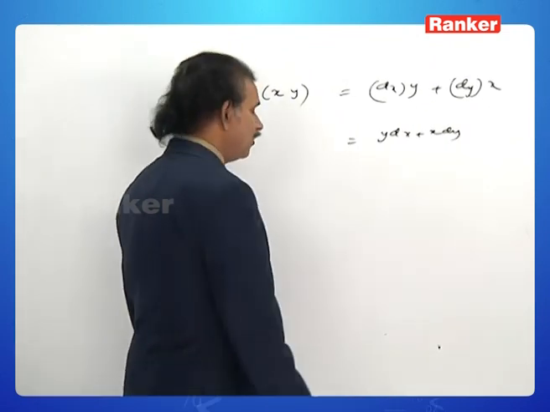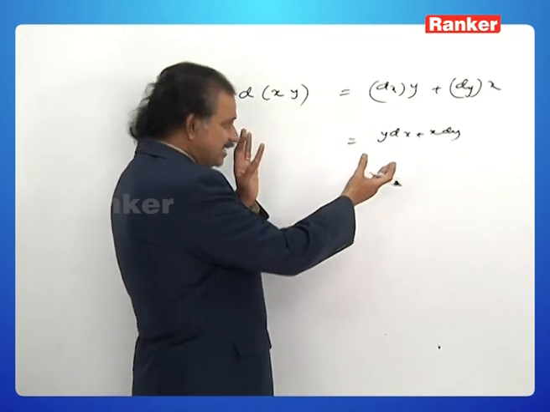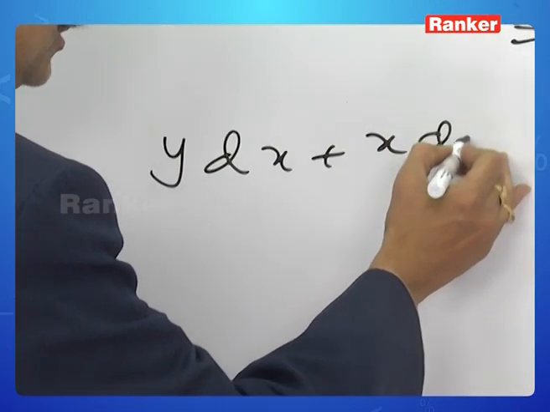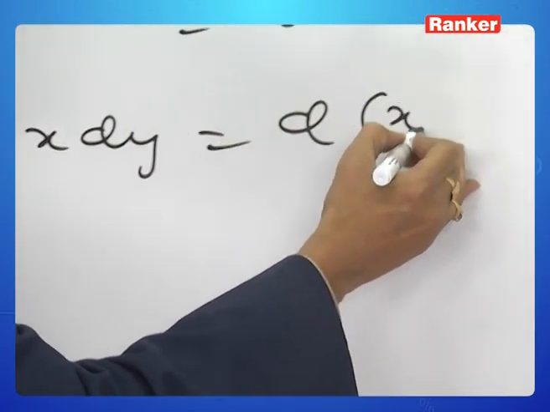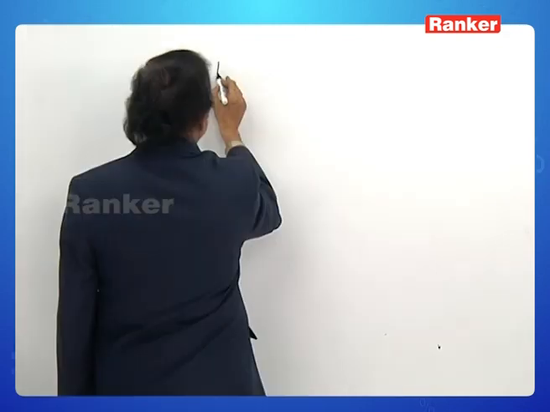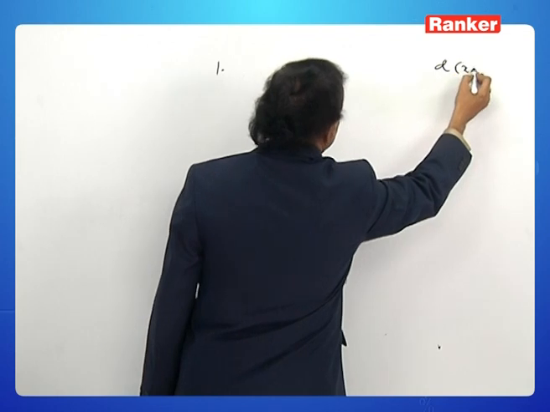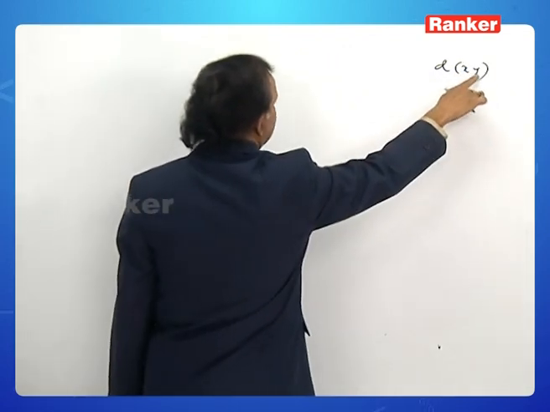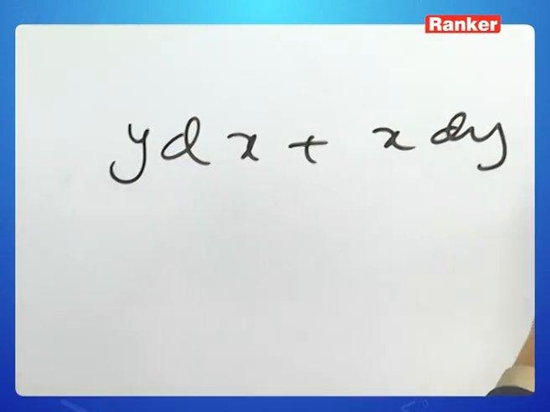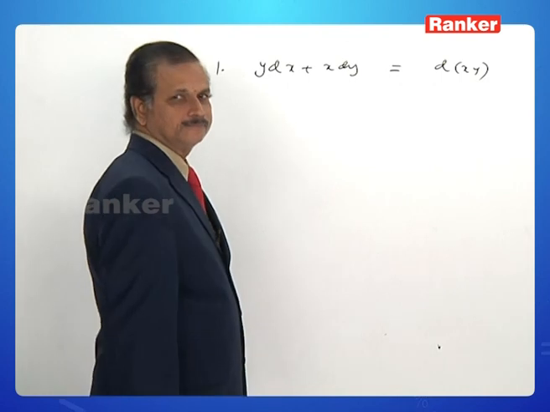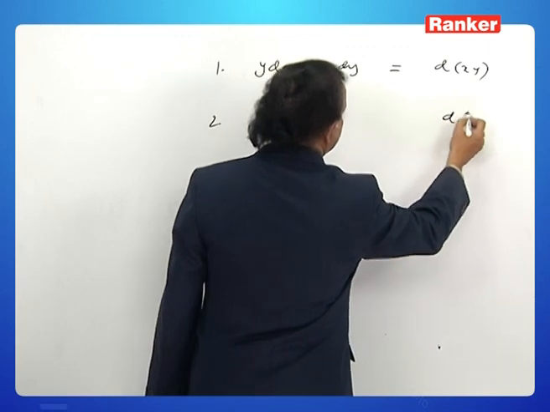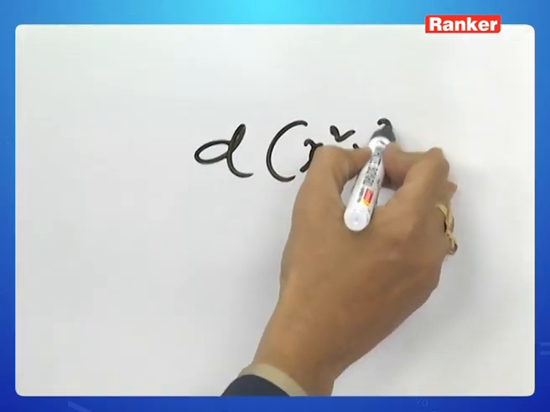Isn't it? Now I write like this: y dx plus x dy is equal to d of xy. Like that you try to create. First one, what is d of xy? The derivative of u into v, that is y dx plus x dy.